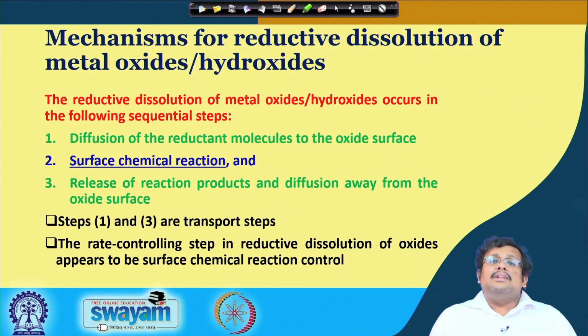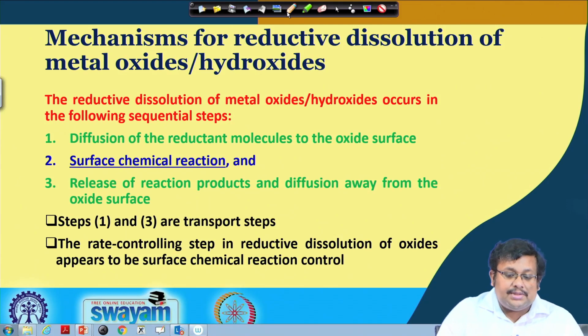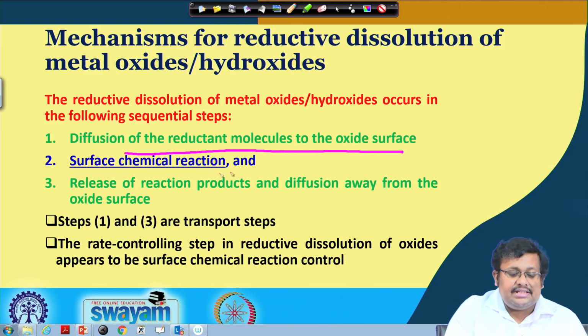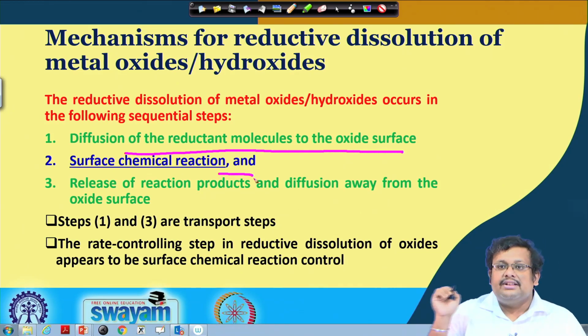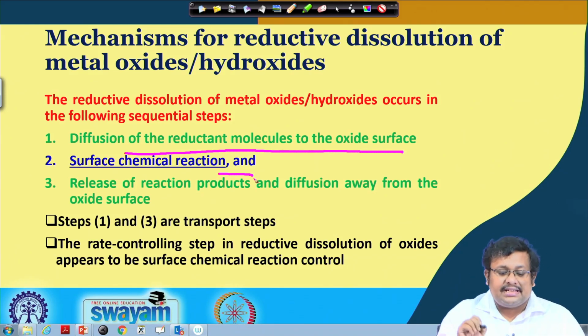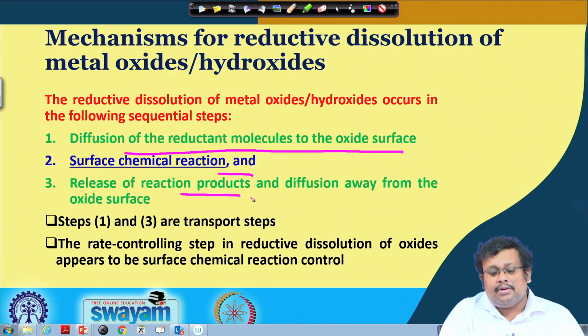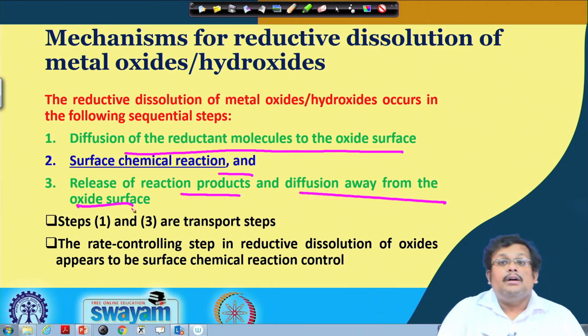So, what is the mechanism for reductive dissolution of metal oxides and hydroxides? The reductive dissolution of metal oxides and hydroxides occurs in three steps. First step is diffusion of the reductant molecule to the oxide surface. Second step is surface chemical reaction. After it reaches the oxide surface, it produces some reaction on the surface, and then third is release of reaction products and diffusion away from the oxide surface.